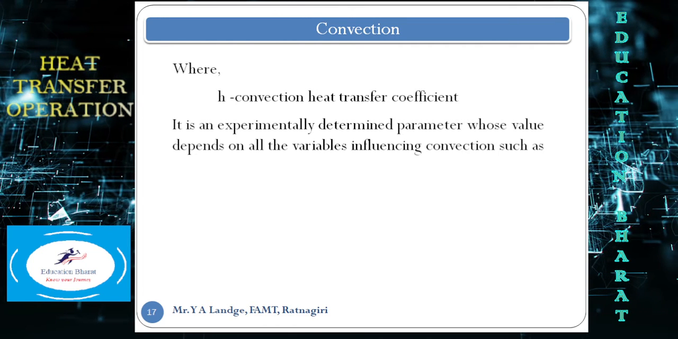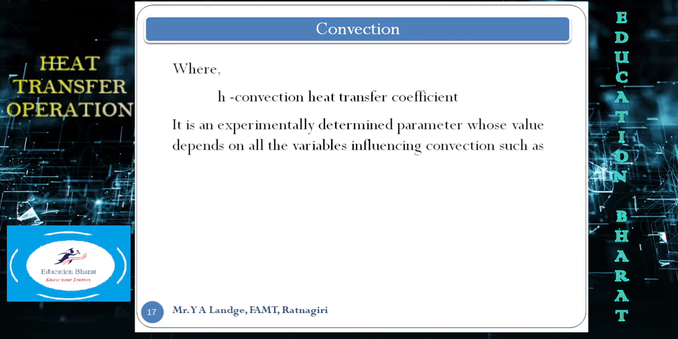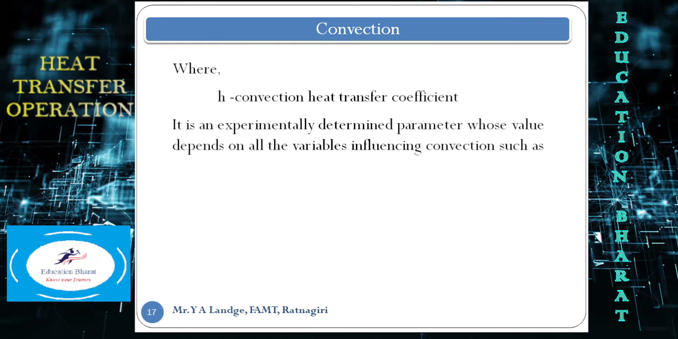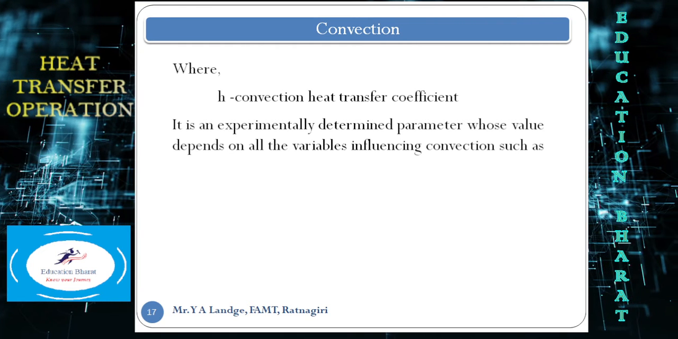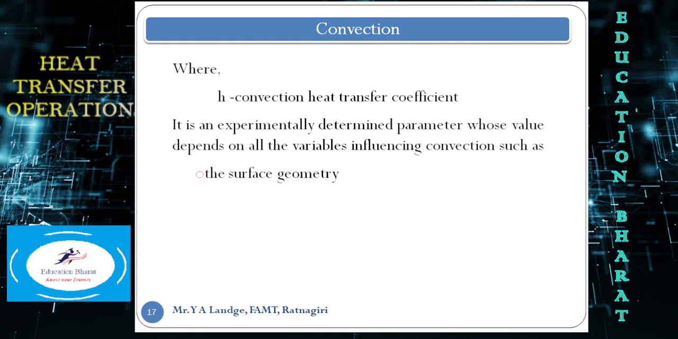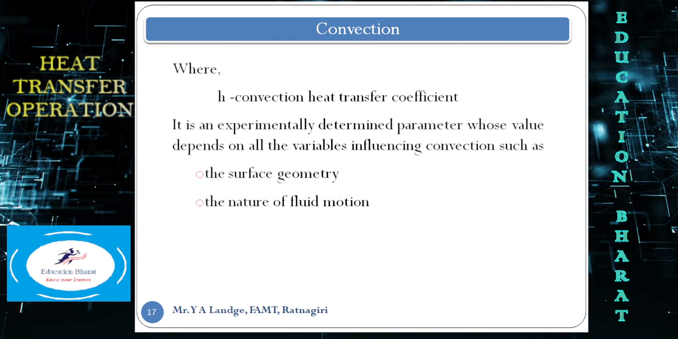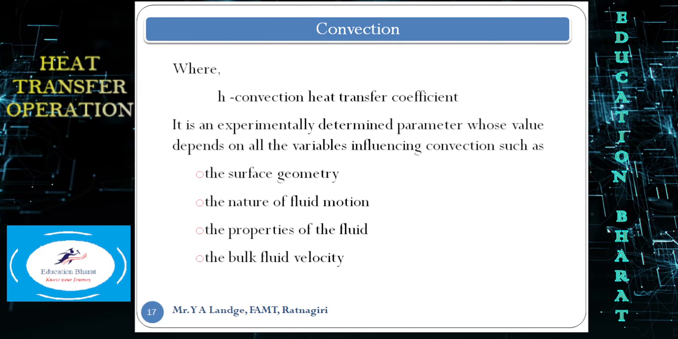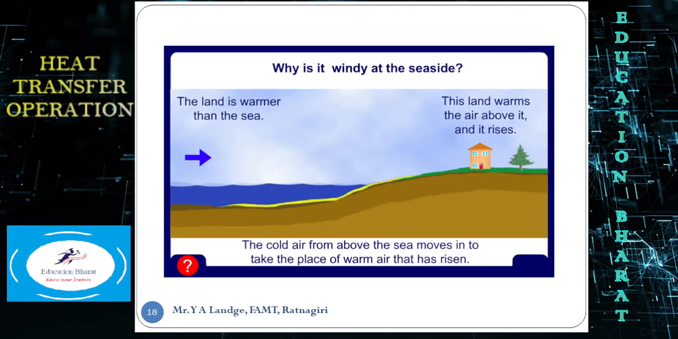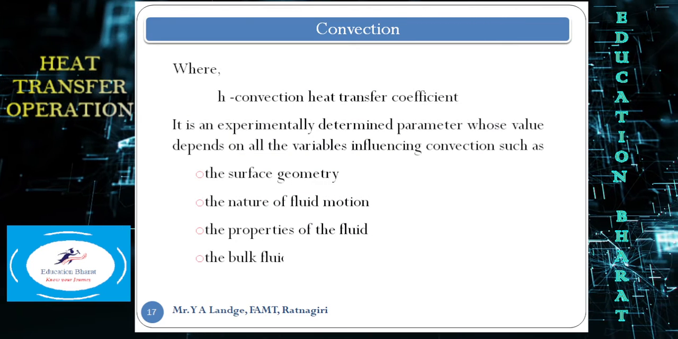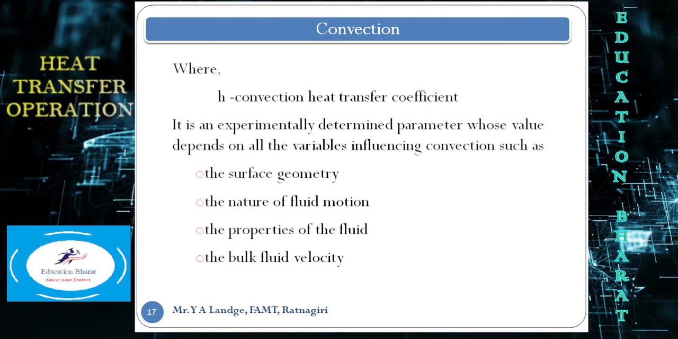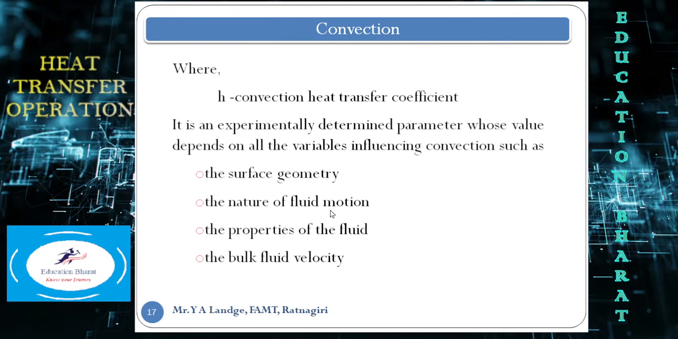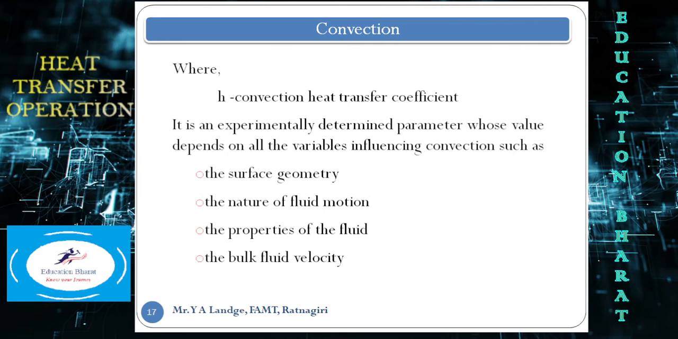What is this convection heat transfer coefficient? It is an experimentally determined parameter whose value depends on all the variables influencing convection, such as surface geometry, nature of the fluid motion, the properties of the fluid, and the bulk fluid velocity. From that we calculate the convective heat transfer coefficient, which is a constant term that depends on surface geometry, fluid motion, properties of the fluid, and bulk fluid velocity.